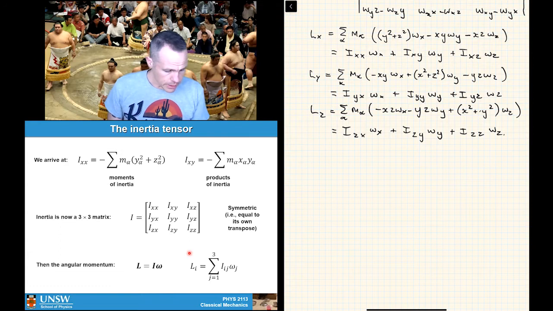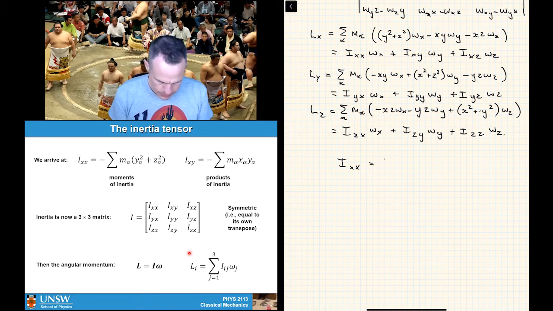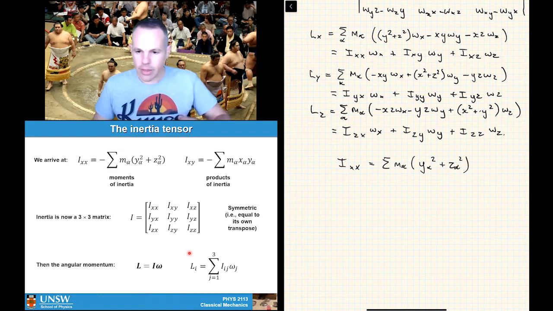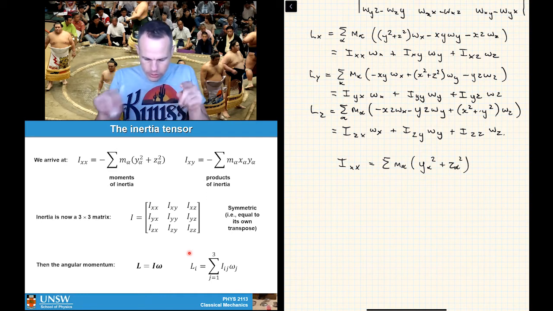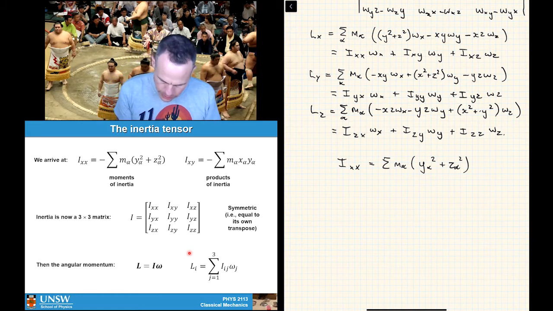Okay, so the interesting thing to note here is that we have terms in here that look like Ixx, sum over alpha, sum over m alpha y alpha squared plus z alpha squared. We've got that sort of term, like a component times component. It's component squared times component squared, and you'll notice that there's three of them in here, right? There's this one here, this one here, and this one here.